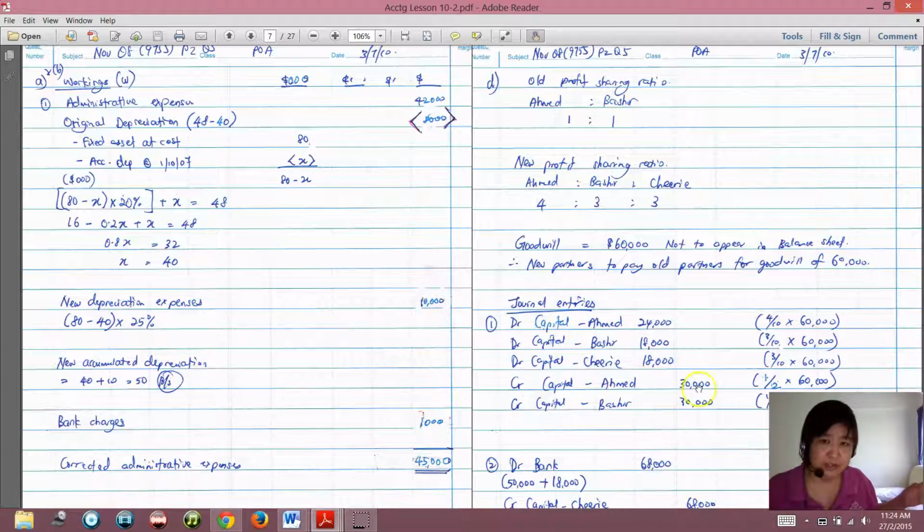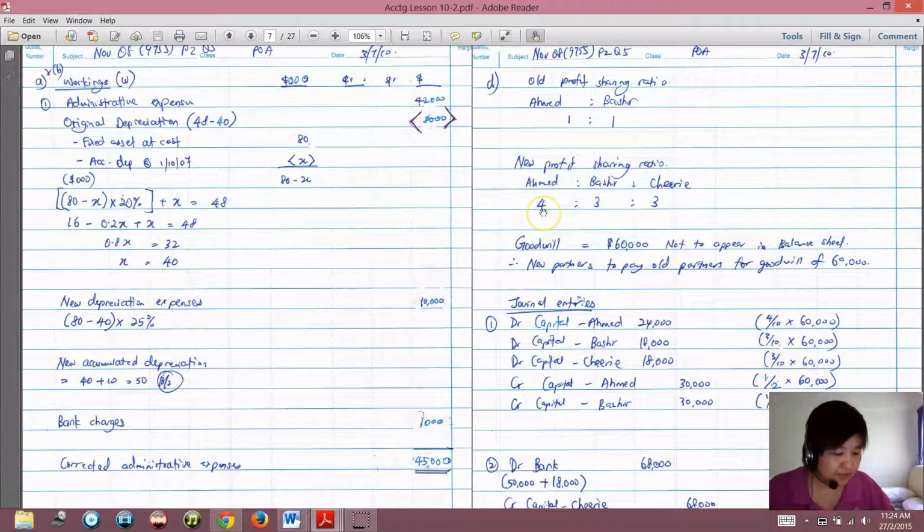So therefore, the goodwill should be credited to the old partners in the old profit sharing ratio. It should not be credited to the new partner at all, because until today, the new partner did not put in any effort to generate this goodwill. It should be credited only to the old partners in the old profit sharing ratio, but it should be paid by all the future partners, which include the old partners. That means all the new partners in the new profit sharing ratio.